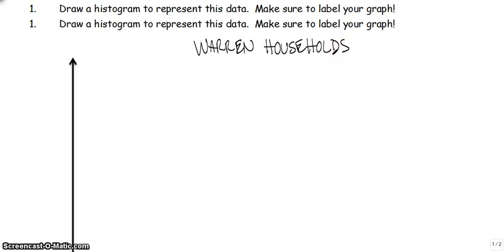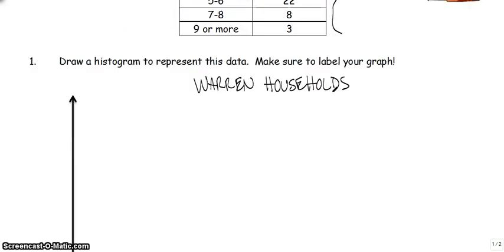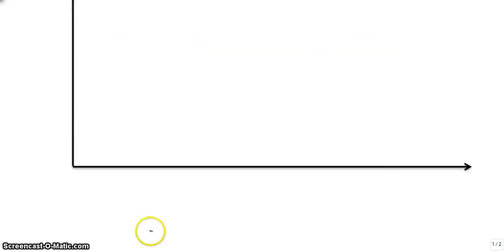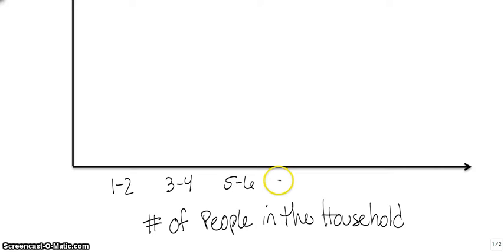Histograms are my friends. We are going to label the x-axis with our left column. In this case, the number of people in the household. And we're going to label our axes. We had 1 to 2. We had 3 to 4. We had 5 to 6. We had 7 to 8. And we had 9 or more.